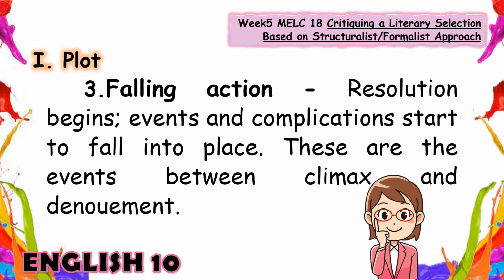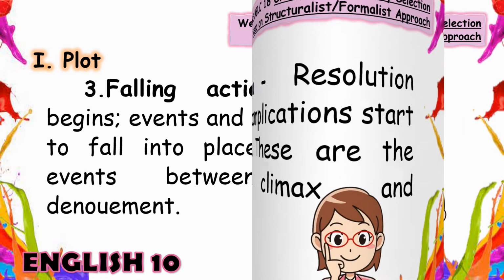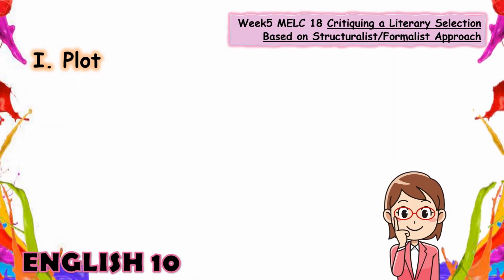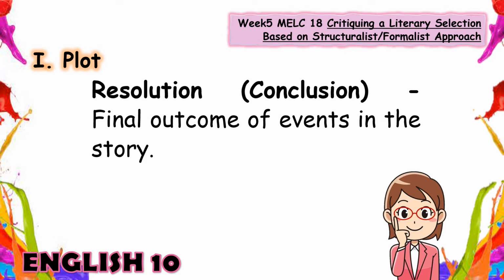The third one is the falling action, wherein resolution begins. Events and complications start to fall into place. These are the events between climax and denouement. For the fourth, we have this climax. This is the turning point of the story, wherein the readers wonder what will happen next. Will the conflict be resolved or not? And for the last part, the resolution or the conclusion, the final outcome of events in the story.